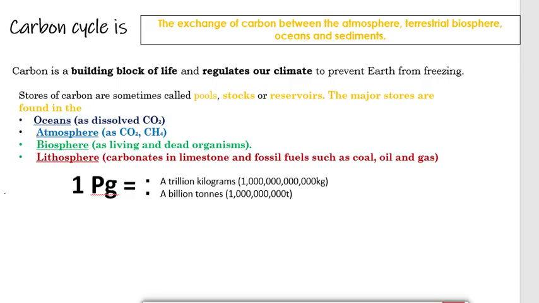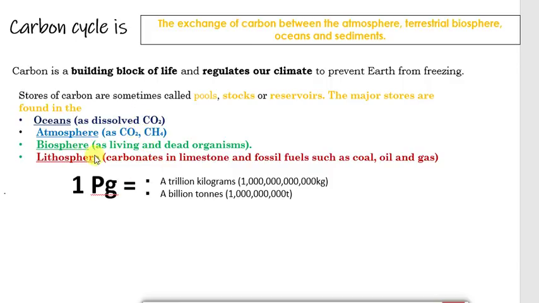How is it stored then? Well, first thing you need to know is that the four major stores are the oceans, and it's stored in the oceans as CO2, which is dissolved into the oceans through diffusion. It's stored in the atmosphere as a gas, which is carbon dioxide and methane. So similar to the water cycle, different states, yeah?